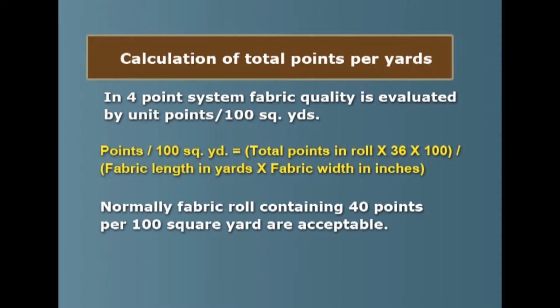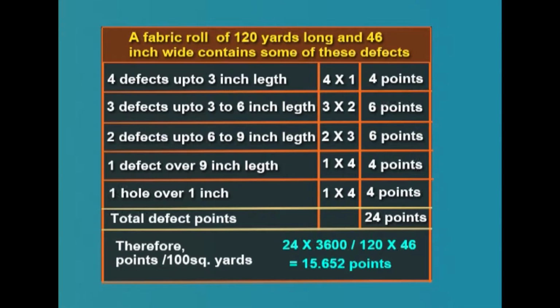Normally, fabric rolls containing 40 points per 100 square yards are acceptable. For example, a fabric roll of 120 yards long and 46 inches wide contains some of the defects given in the chart. It has 4 defects up to 3 inches in length. So the penalty points are 4 into 1, that means the total penalty points are 4.